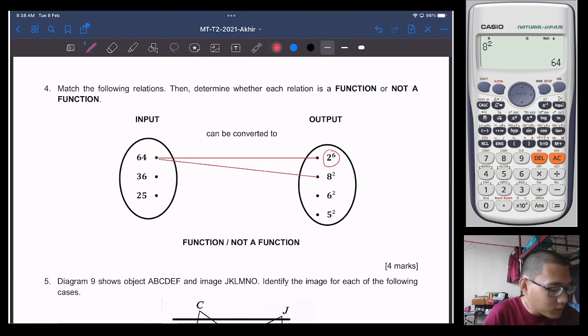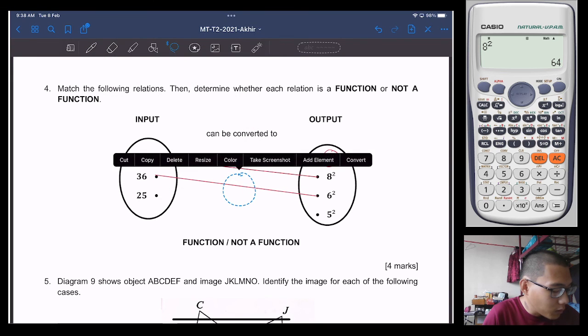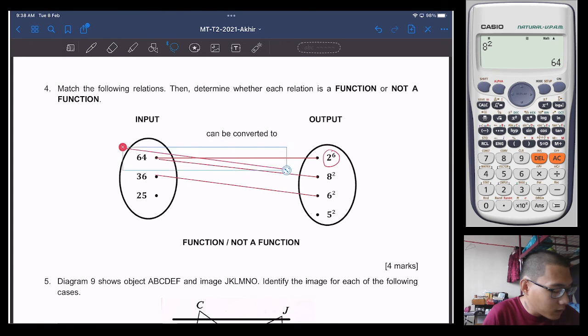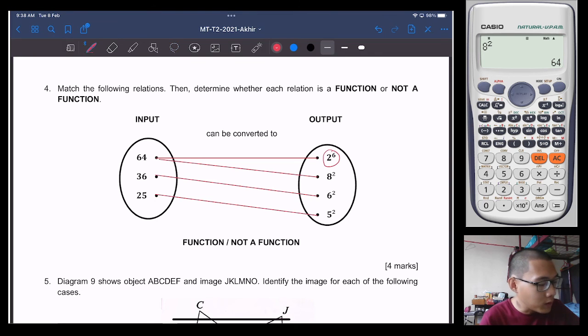Okay, so 6 power 2 is 36. Copy and paste. Another one, 5 power 2 is this. Some students might say the output must be a perfect square, so they ignore the 2 power 6, but actually 2 power 6 also comes from 64. So they are equivalent, and 2 power 6 must be connected to an input.